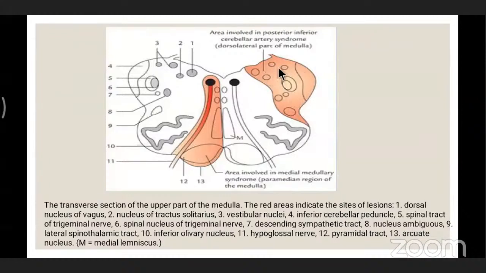When thrombosis occurs, this area will get affected, and the structures involved will lose their function. There will be dizziness due to involvement of vestibular nuclei, which are responsible for maintaining balance. Then we have ipsilateral ataxia due to the inferior cerebellar peduncle, and ipsilateral loss of pain and temperature sensation over the face due to involvement of the spinal trigeminal nucleus. Then there will be Horner syndrome.